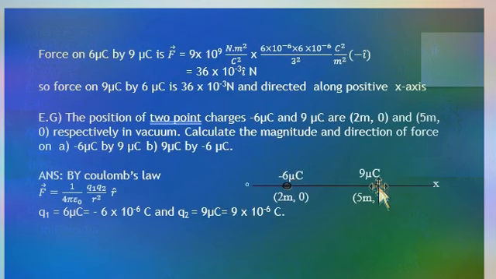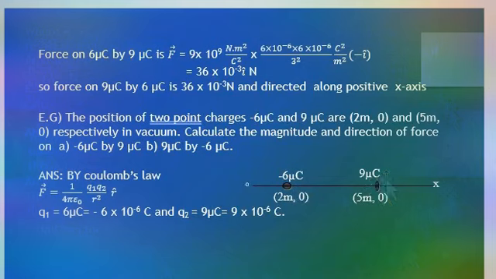Obviously this is a negative charge and this is a positive charge, so the force on it means it will attract along the positive axis. If you consider 9 microcoulomb fixed and minus 6 microcoulomb movable, then it will move towards the positive axis, and we will show it in the calculation also. Its direction is always the positive axis.